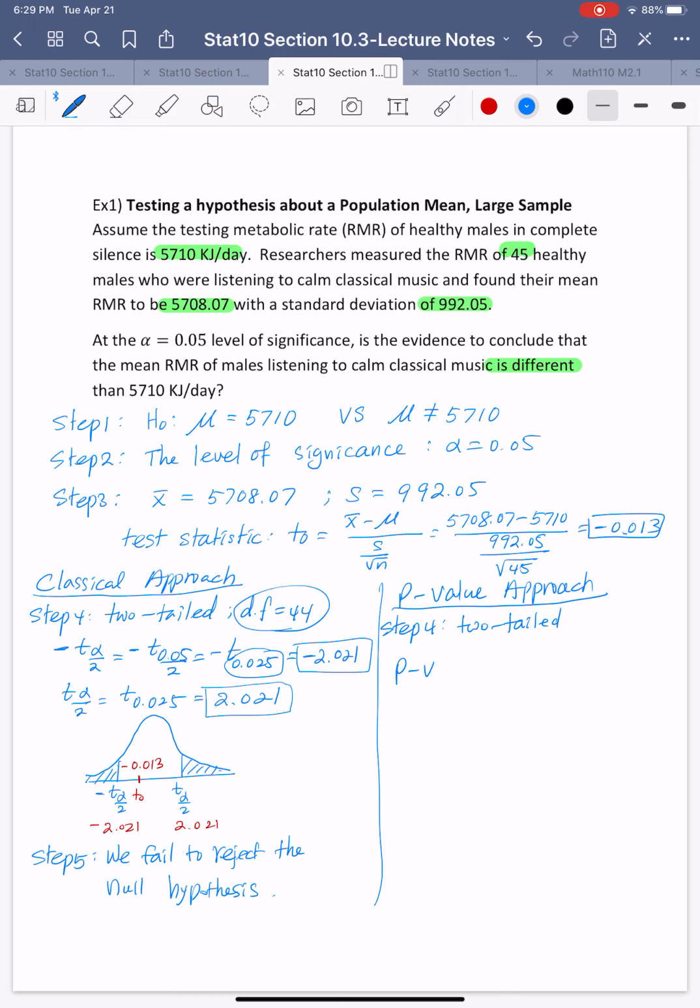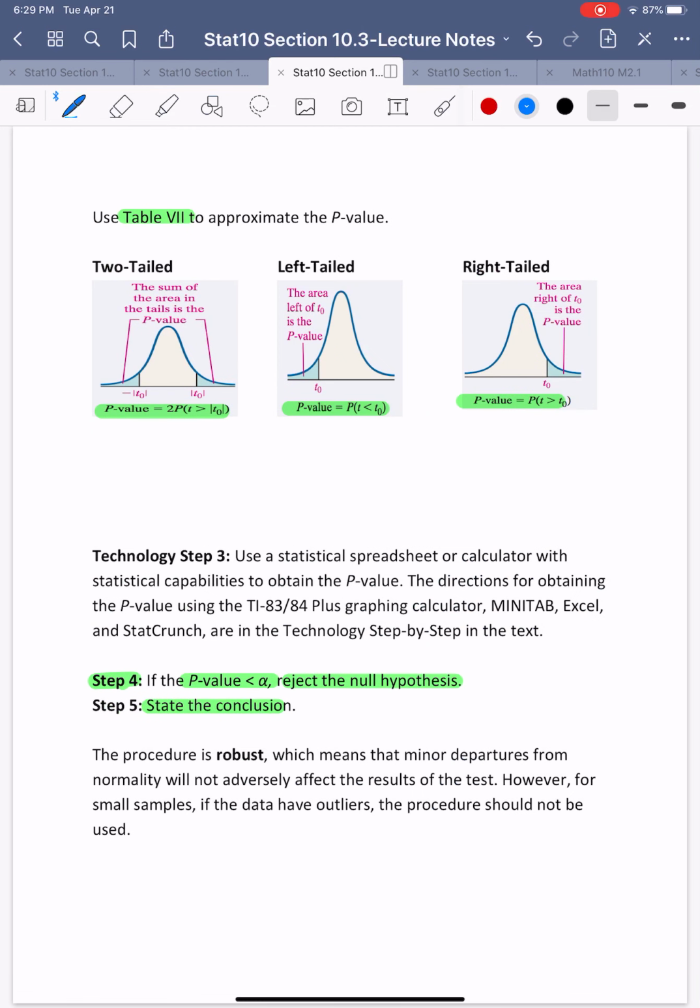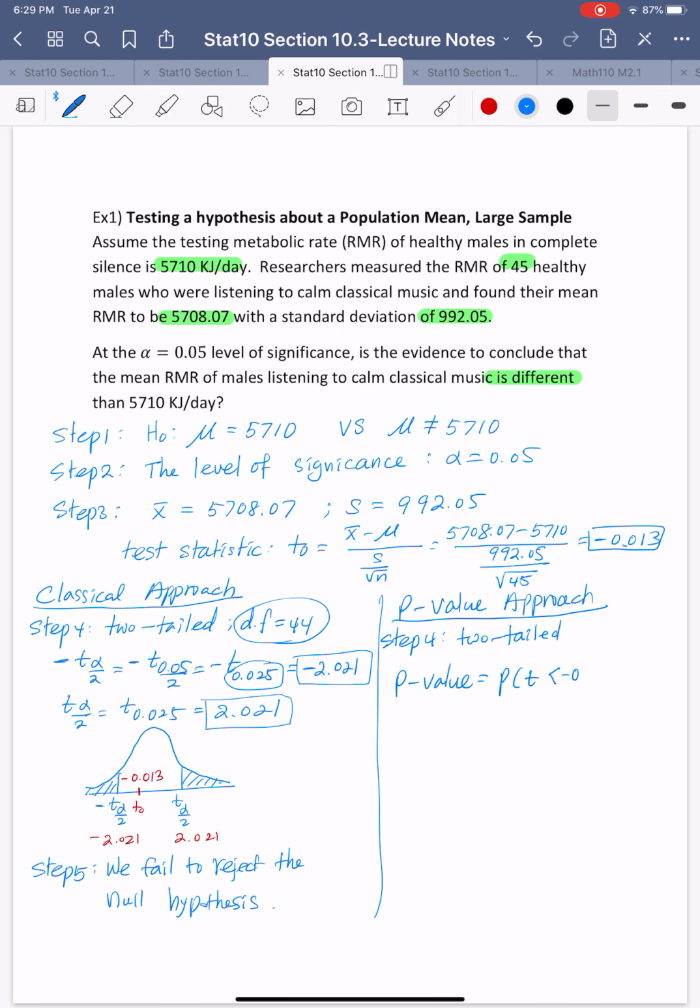Here the p-value formula is the one we have from the previous page. P of t less than negative t sub alpha over 2, which is, let me take a look, the absolute value of t sub 0. So this is negative 0.013, plus p of t greater than 0.013.